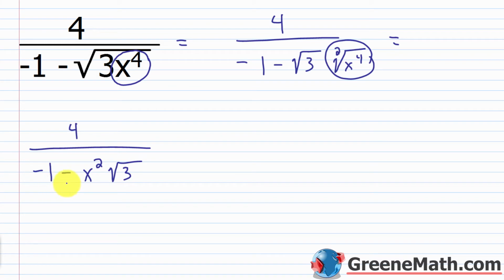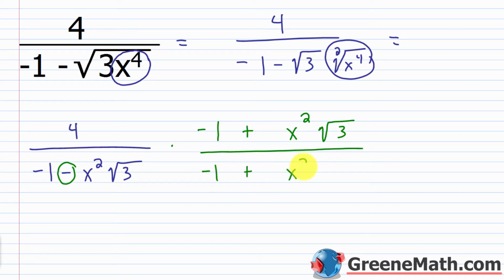So again, I have 2 terms for my denominator, and all I want to do is multiply the numerator and denominator by the conjugate of this denominator. So -1 will stay the same, and x squared times the square root of 3 will stay the same. We just need to change the sign. If this is a minus, it will become a plus. So -1 plus x squared times square root of 3. All right, so let's put this inside of parentheses, and let's see what happens.